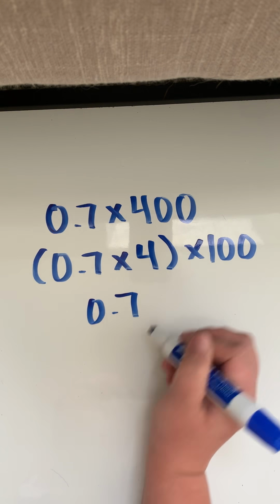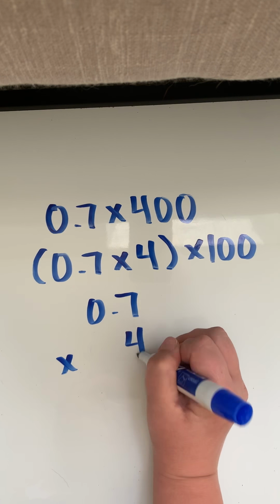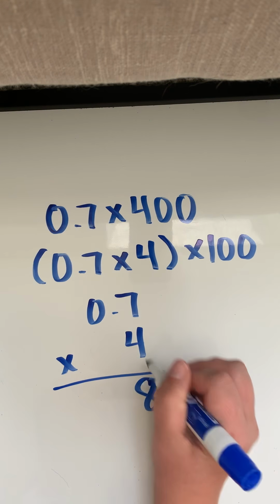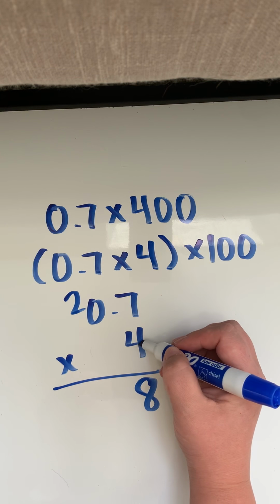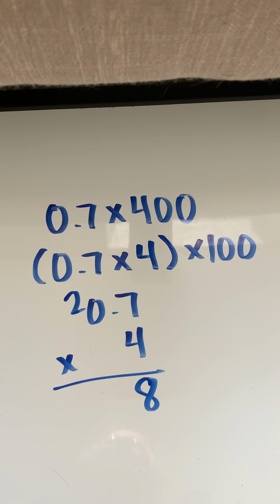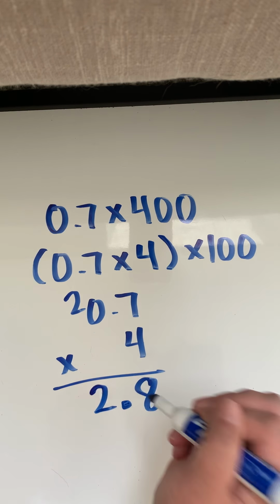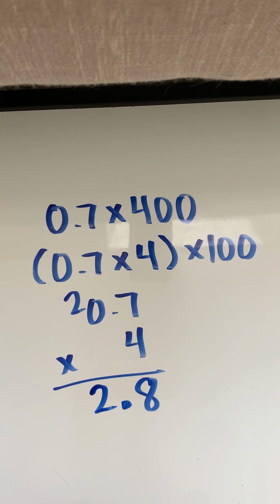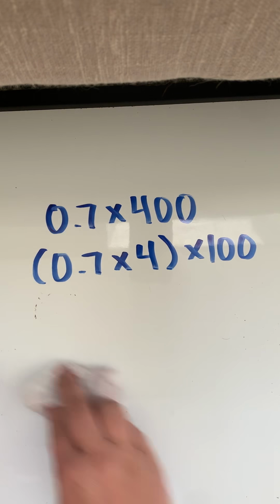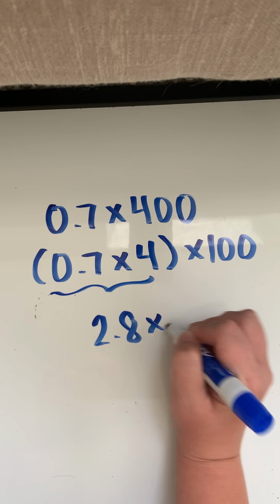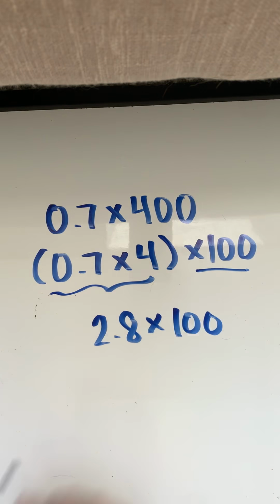Okay? Next step, I'm going to multiply these two together. So 0.7 times 4. 7 times 4 is 28, good. And then 4 times 0 is 0. Don't forget to add on your 2. I'm going to bring my decimal down. Okay, so I end up with 2.8. So let me erase this, 2.8. Remember that. Okay, so this is 2.8. Now I need to multiply that by my 100 there.